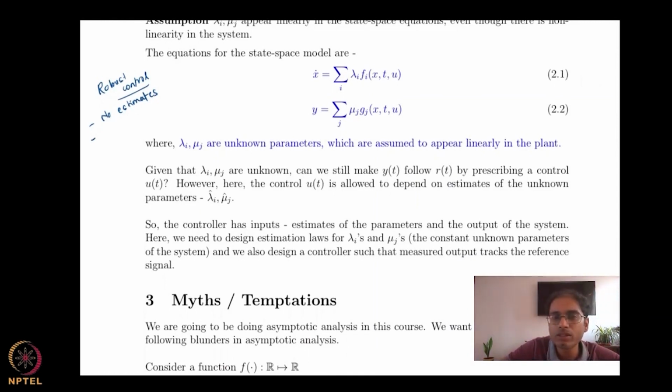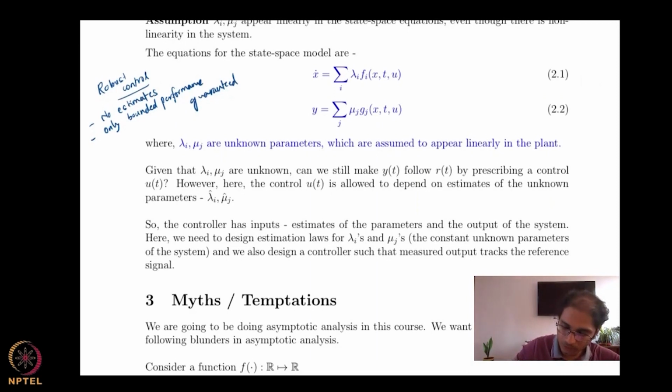Because there are no estimates, you should not expect that there will be true tracking performance. So only bounded performance is guaranteed here. What does it mean? It means that you will never truly track a signal. You will only remain in a bounded neighborhood.